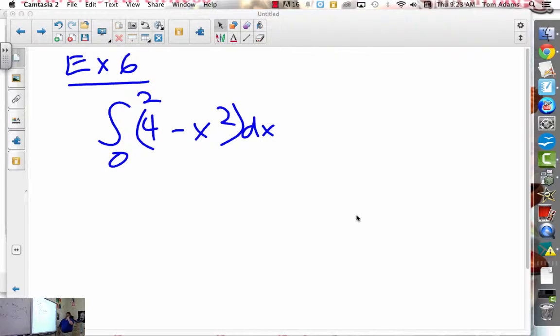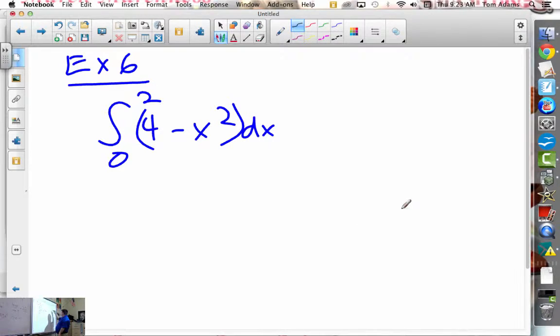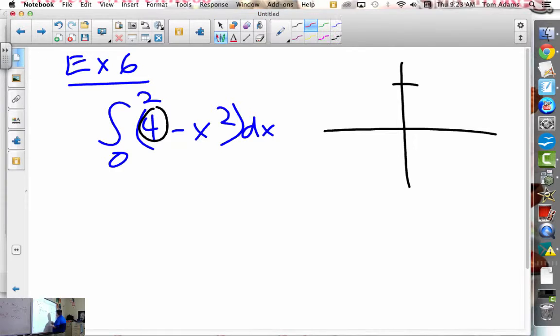So let's integrate this. If we use the fundamental theorem of calculus to integrate this, this is a parabola turned upside down. So it has a y intercept of +4, right? And then it's a parabola with a leading coefficient of -1. So it kind of does this thing. And then we want to evaluate it from 0 to 2.